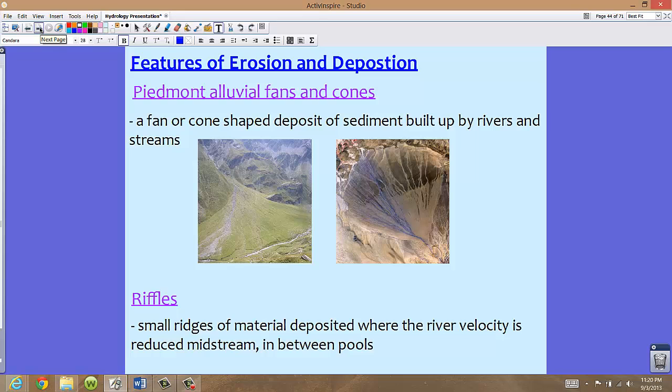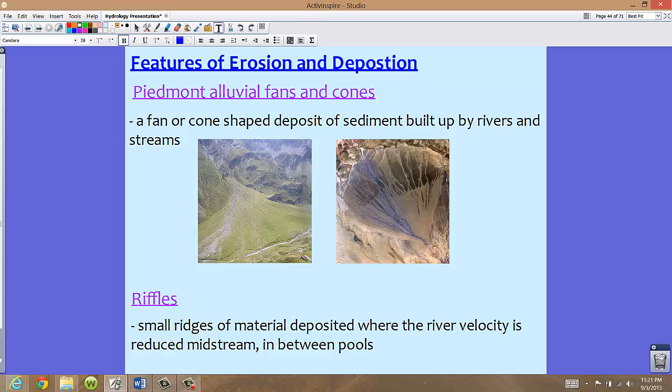We also see Piedmont alluvial fans and cones. Now here are two pictures of alluvial fans. Fans or cones are deposits that shape themselves into these fans or cones, built up by rivers and streams. As the river flows down, it deposits all of the sediment, but it gets deposited in this fan-like pattern. So you can see two of these here.